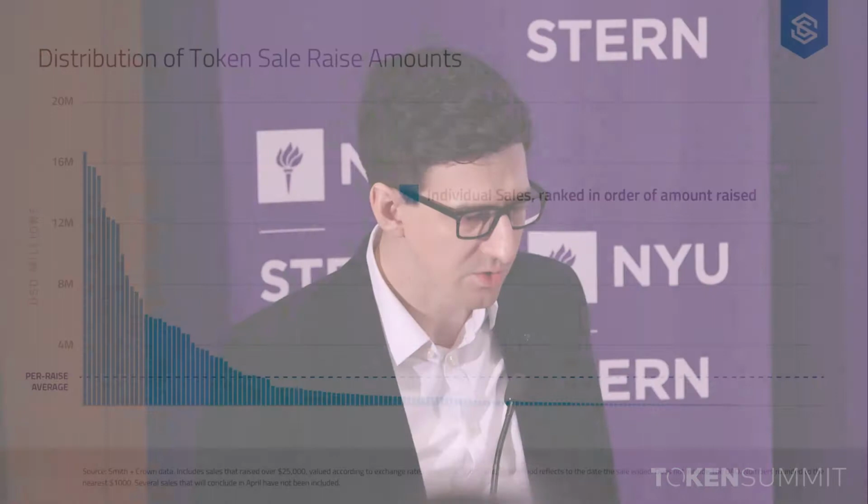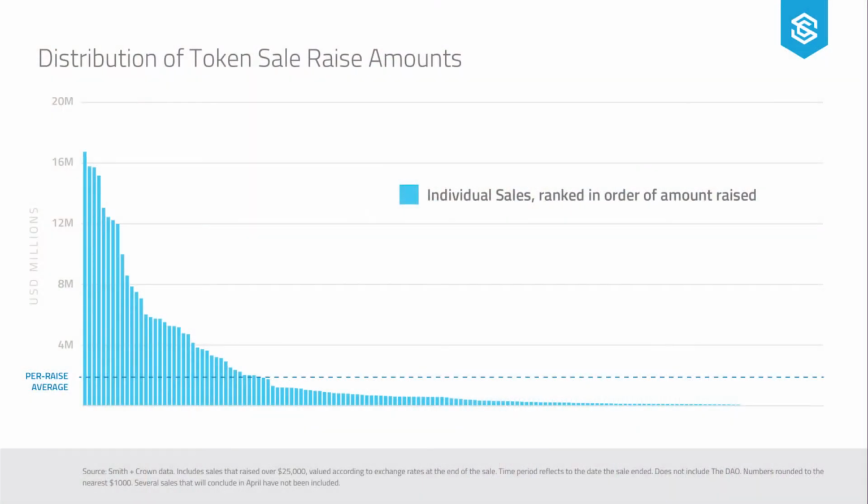Next, moving right along, we'll look at a distribution of token sale amounts. Two quick notes on what's contained in this. First off, this is a pretty broad set of token sales, but some things are not included. Any token sale that was unsuccessful or refunded the funds it collected, this includes the DAO, or any token sale that raised $25,000 or less, which is about the average raise for a Kickstarter project. So this is a distribution of all the raises.